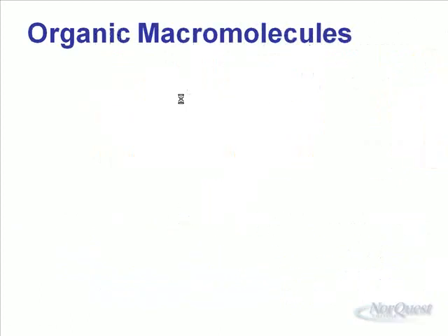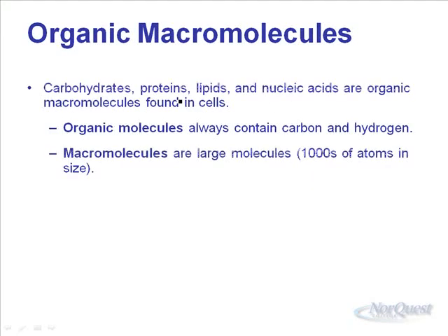So these macromolecules, what are macromolecules? Well, organic macromolecules fall into these categories. We talked about them a bit in the last lecture. Carbohydrates, proteins, lipids, nucleic acids, those are all macromolecules found in the cell. They're organic molecules in that they always contain carbon and hydrogen. So if a compound contains both of these elements, it's an organic molecule.